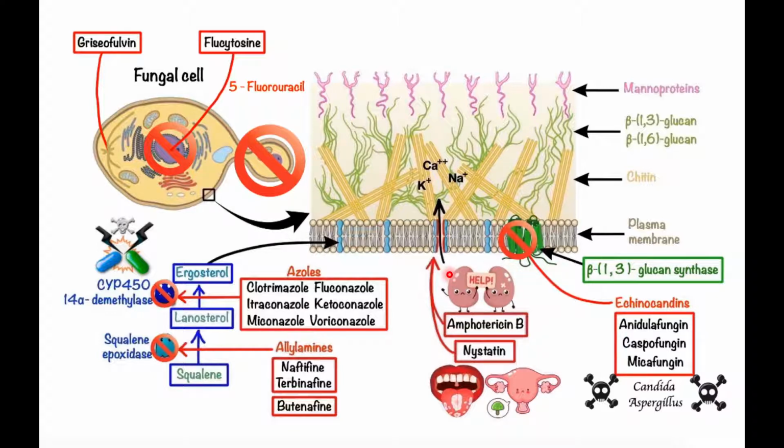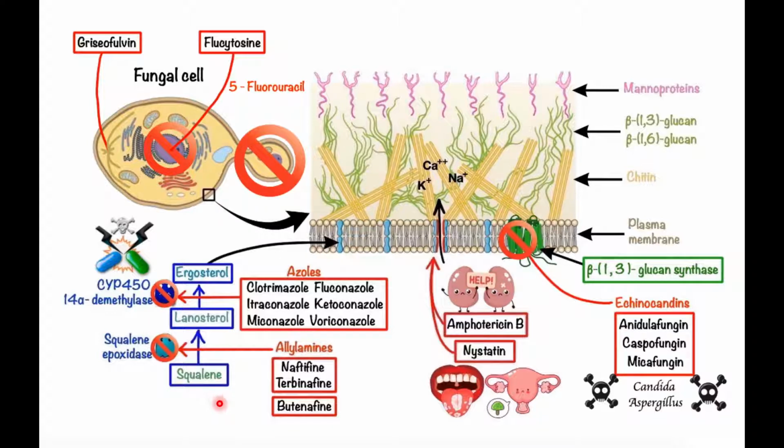Another way of acting on the ergosterol is preventing the synthesis of the ergosterol, and in fungi, ergosterol is synthesized from the squalene with the help of the squalene epoxidase that is used to make the lanosterol, and that is converted to the ergosterol by the 14 alpha demethylase.